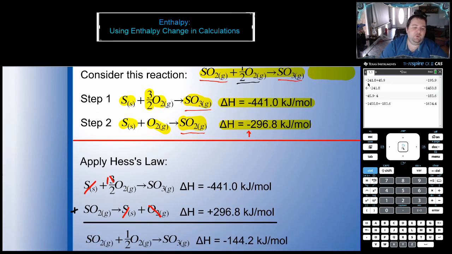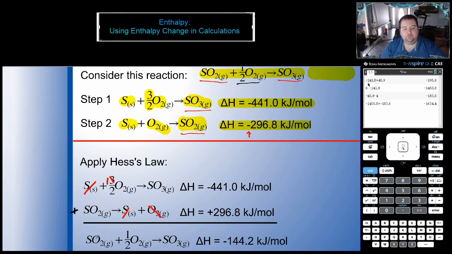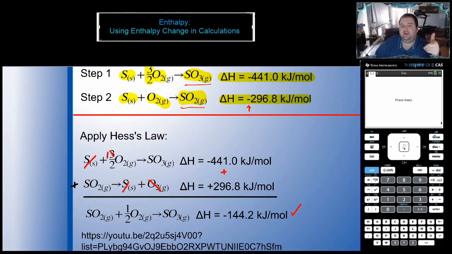What is my net equation then? SO2, it stays, plus 1/2 O2, that's what's left on the left-hand side, equals, all of this right-hand side got erased, and SO3 remains. And what do I do with my delta H's? I just add them together. That's it. So negative 441 plus positive 296.8, that is negative 144.2. And we're done. All right, that's it for this lesson.